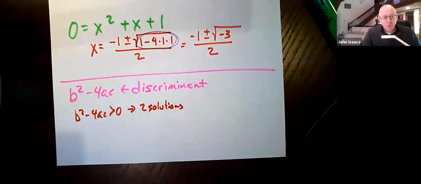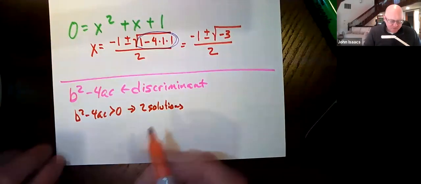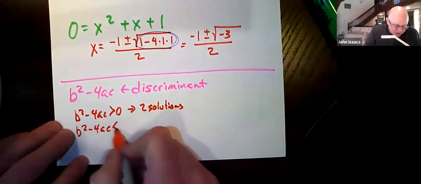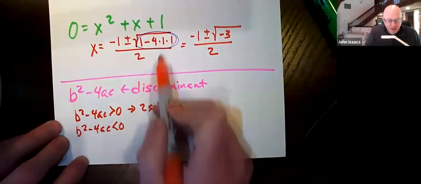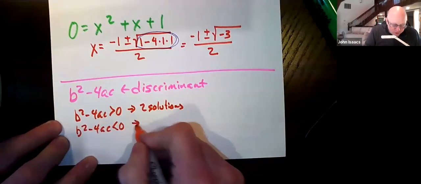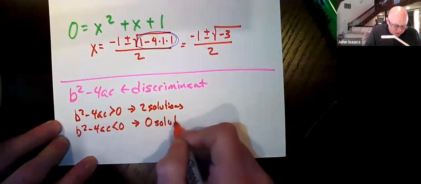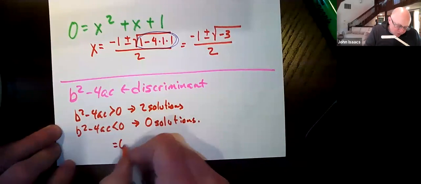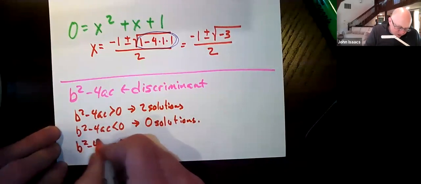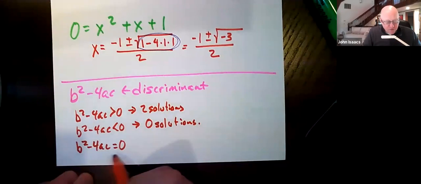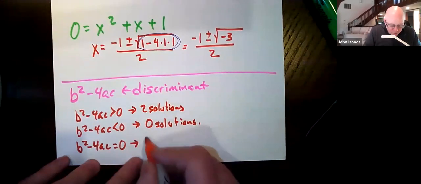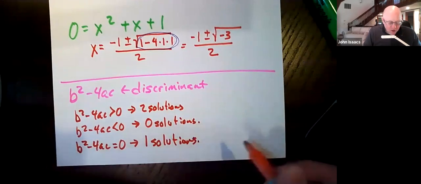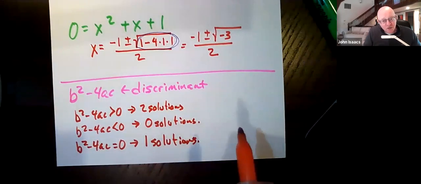Okay? And when we graph it, it's going to cross the x-axis. If b squared minus 4ac is less than 0, in other words, it's negative, we can't take a square root of it, then we wind up having 0 solutions. Okay? And the other situation is when it's equal to 0, right? When b squared minus 4ac is equal to 0, we actually wind up with one solution. And that's a situation where when you go to graph it, it actually just touches the x-axis.